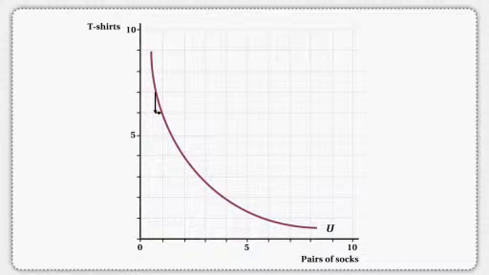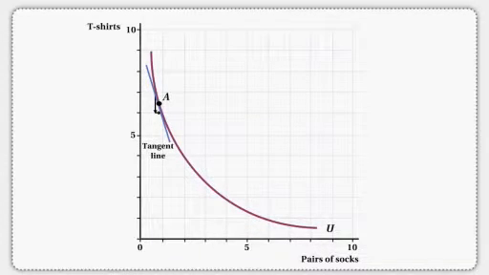We know that the slope of the indifference curve captures this trade-off, and we want to explore this in more detail. First, how can we precisely measure the slope of an indifference curve at a particular point? For instance, point A. It turns out we can use the slope of a line that touches the curve at that point, does not pass through it, and does not touch any other point. This line is called the tangent line.